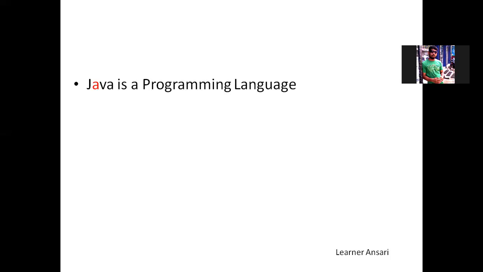As we use Java to communicate with devices, we call it a language. By writing a program, we communicate. That is the reason Java is known as a programming language. Let us go to the second answer.